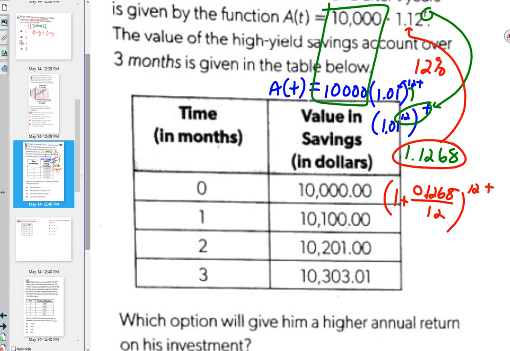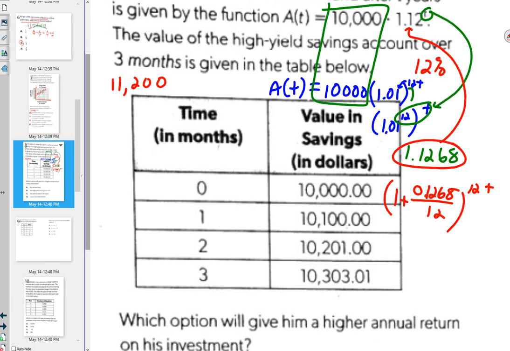Okay, how about this? Let's just do it manually then. Sorry, we have a little bit of time. Let's just put in for 1 year. If I make 12% in 1 year, let's put 10,000 times 1.12. What's that? Is that 11,120? Okay, 11,200. Okay.